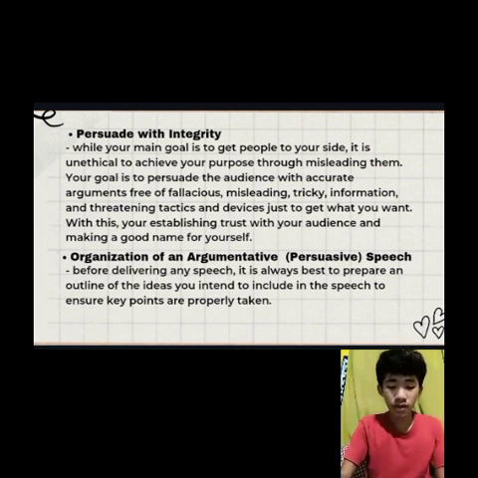Persuade with integrity is when you are persuaded or motivated to act against your own interests, and you're doing it to get your goal to make a good name for yourself. For example, he persuaded his friend to go back to school.